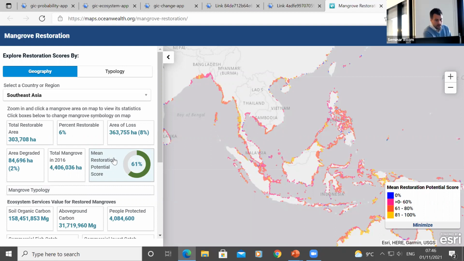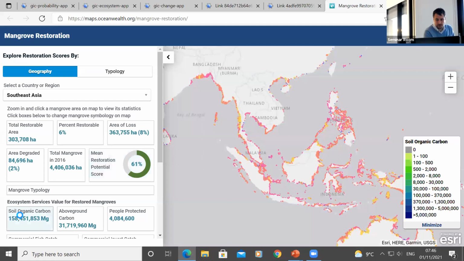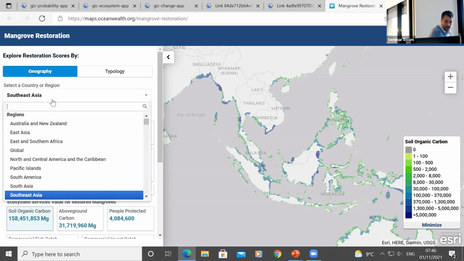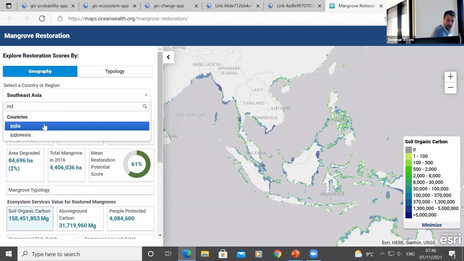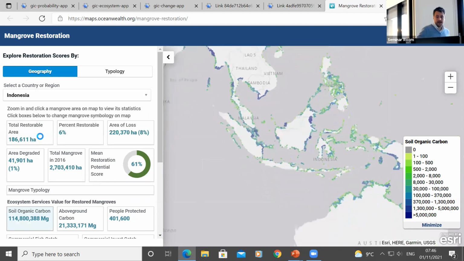or less restorable. You can also look at some of the ecosystem service values. So, for example, soil organic carbon, if you overlay that and redraw the map to show where the areas with the highest soil organic carbon are. We can go a couple of areas lower, so I'm going to go to Indonesia. So I click there, it just redraws, it just moves slightly, and it recalculates for just the country of Indonesia.